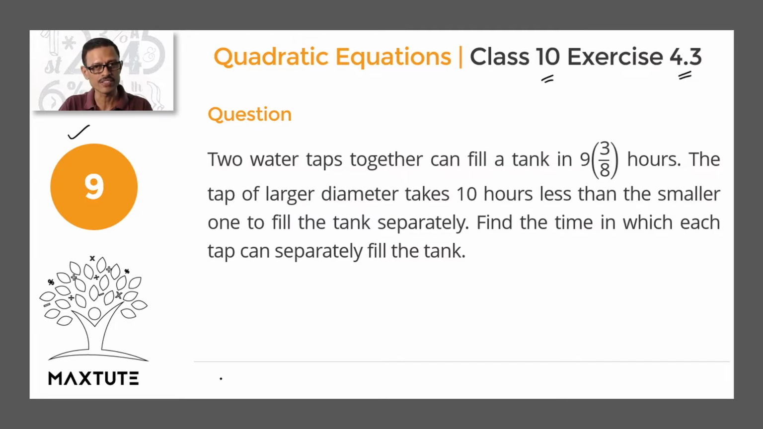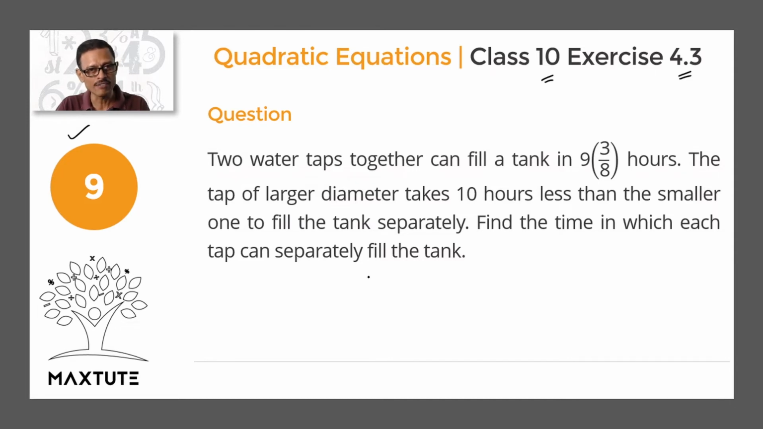Two water taps together can fill a tank in 9 and 3/8 hours. The tap of larger diameter takes 10 hours less than the smaller one to fill the tank. We have a larger diameter one and a smaller diameter one. Larger diameter one obviously fills the tank faster. It takes 10 hours lesser than the smaller diameter one. What we need to find out is the time in which each tap can separately fill the tank. How long will the larger tap alone take? How long will the smaller tap alone take?